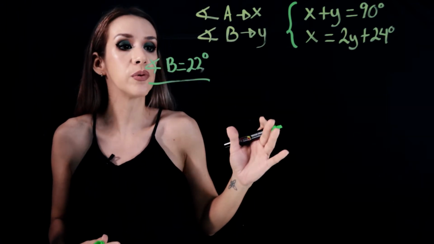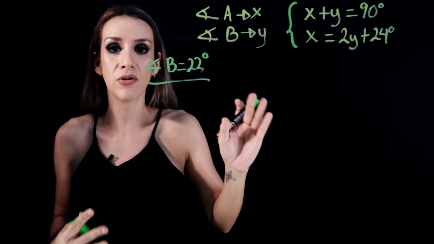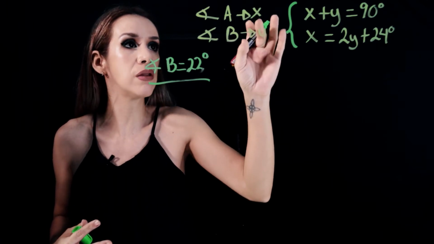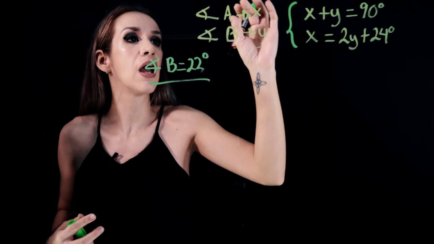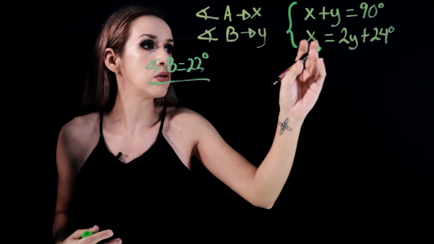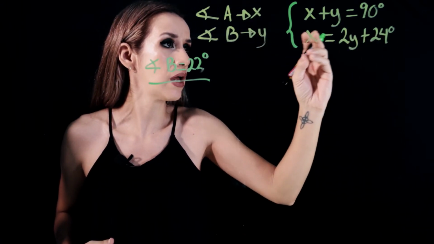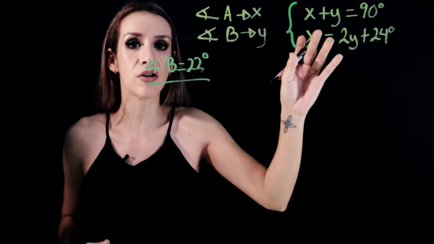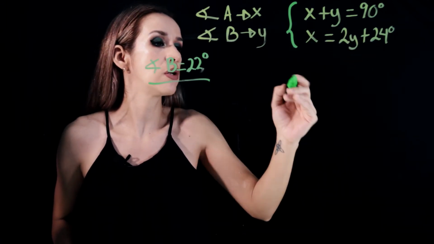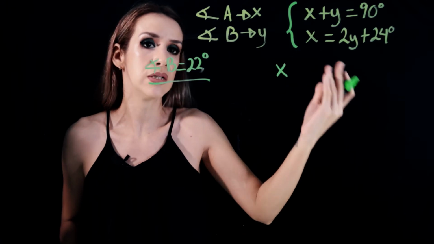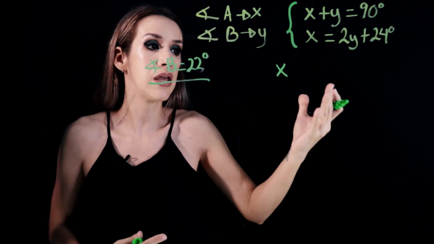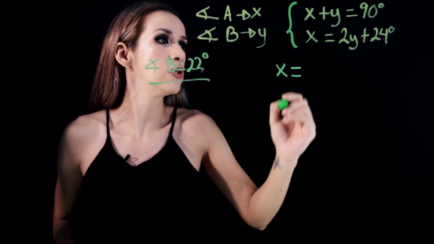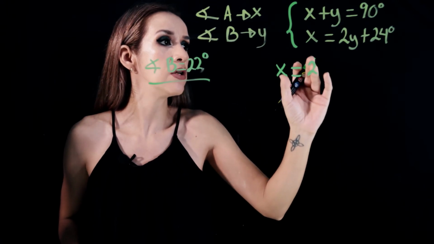But we're going to prove that this answer is actually correct. So I'm going to find the value of the angle A, and I'm going to use the second equation, this one, because the x is actually isolated in this one. So x, which is the angle A, is equal to 2 times the value of y.